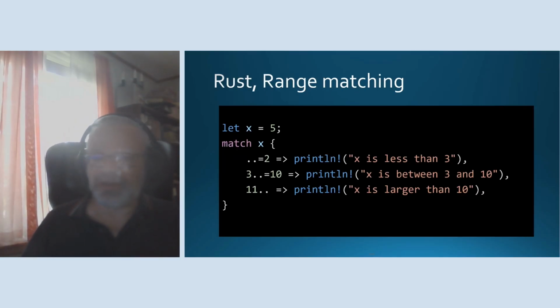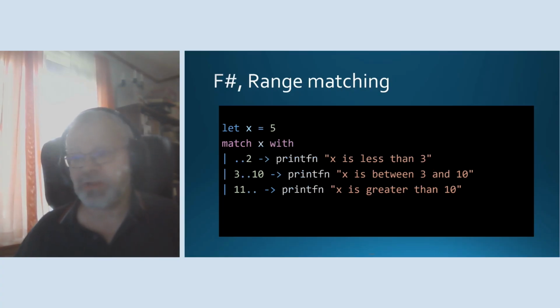So in Rust, we can compare or match on a range. We have a value 5, and we can match if it's 2 or less, if it's between 3 and 10, or if it's 11 or bigger. That's very powerful. A lot of variants you can do on this. And we can do the exact same thing in F#. Looks almost identical. Small details in syntax, but looks exactly the same way.